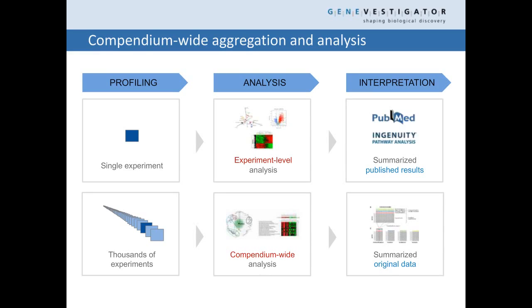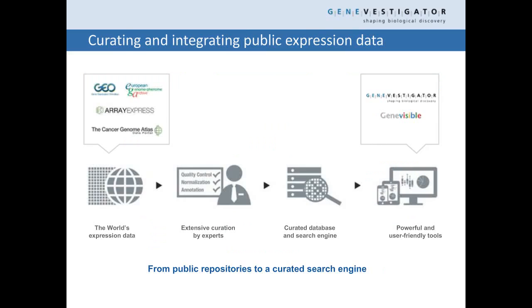So then we are working on the level of analyzing thousands of experiments, and we can run different types of analysis on it on a compendium-wide level, and also we can interpret them on that level rather than interpreting one single study. Now, in order to have all of these other diseases combined with our disease of interest, we need to integrate all of these experiments. So what we do in our lab here is to curate public expression data that we collect from different sources like Gene Expression Omnibus, European Phenome Genome Archive, ArrayExpress, the Cancer Genome Atlas, and many more.